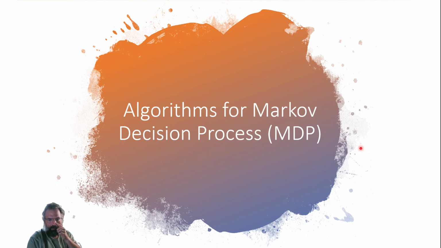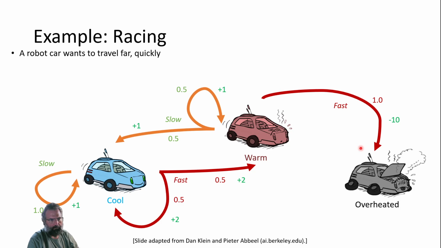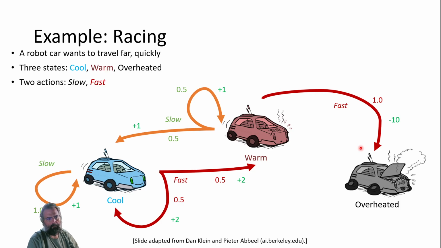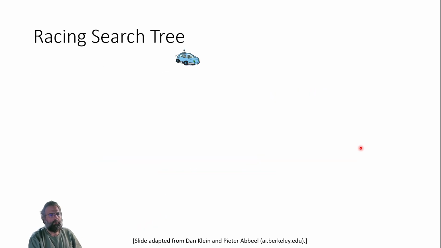So when we talk about Markov algorithms for MDP, an example is racing. Let's assume we've got a robot car that wants to travel quickly, fast, right? You've got three states: cool, warm, or overheated. You've got two actions: slow or fast. Going faster gets double the reward.